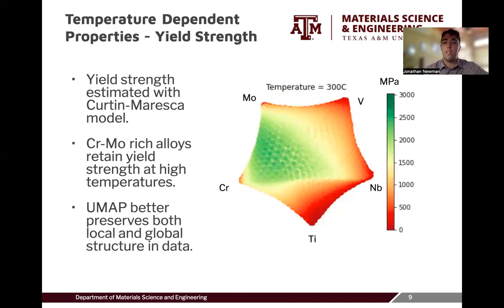Here we see the same space, but projected with UMAP. We see the projection better organizes the composition, placing similar compositions next to each other in the projection. Conclusions from both projections can be made that chromium and molybdenum-rich alloys retain their yield strength at increasing temperatures.